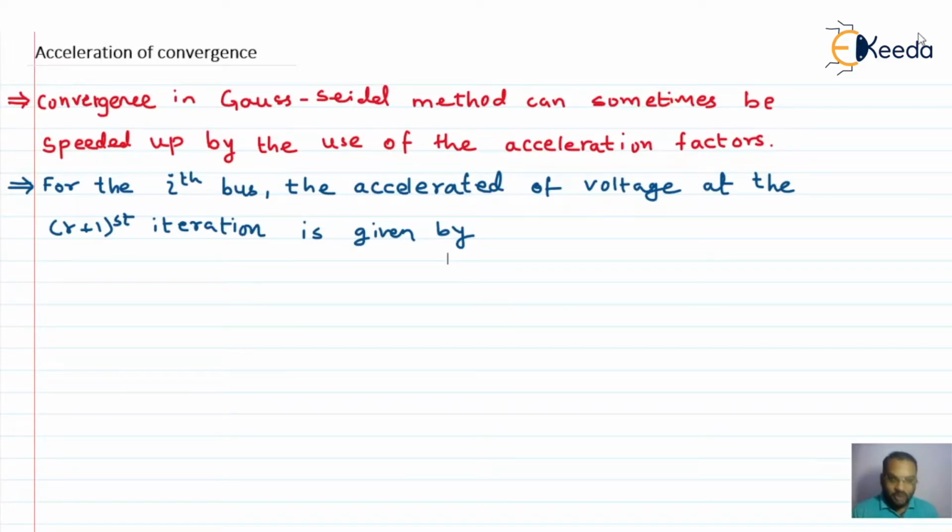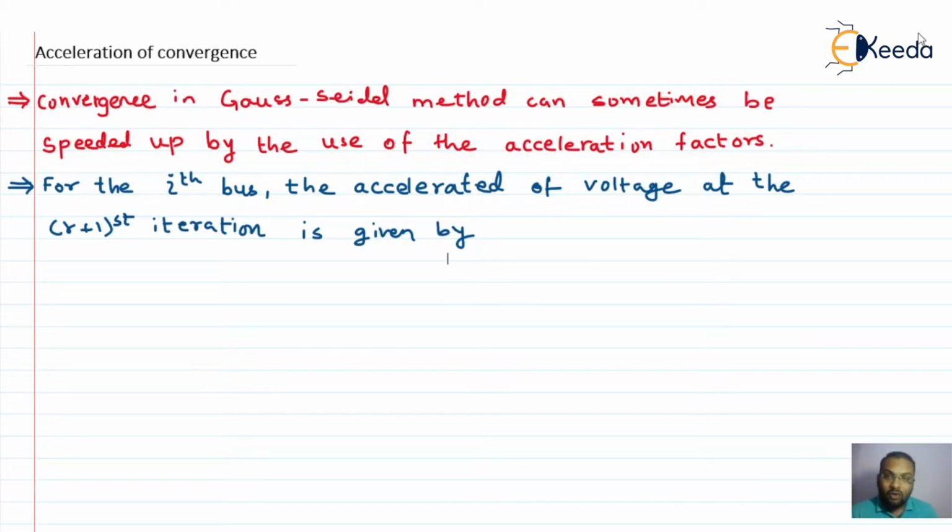In our previous lectures we have discussed the Gauss-Seidel method to solve the load flow problem. We have seen that it is an iterative technique, and it depends on the initial assumptions. We don't know how many iterations we need to carry out in order to solve this load flow problem. Sometimes it is required to solve this problem quickly, in very little time.